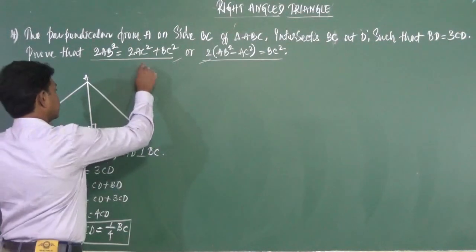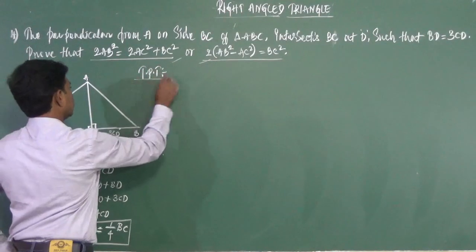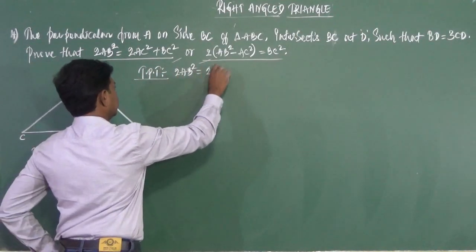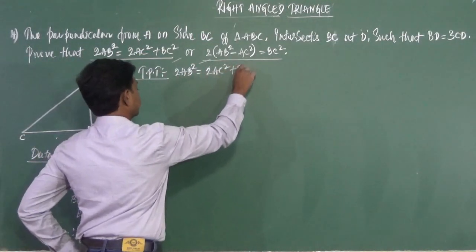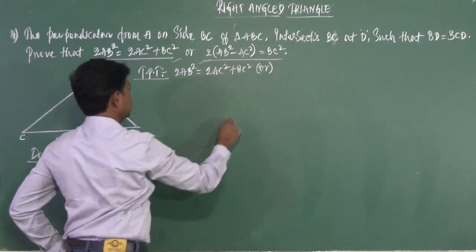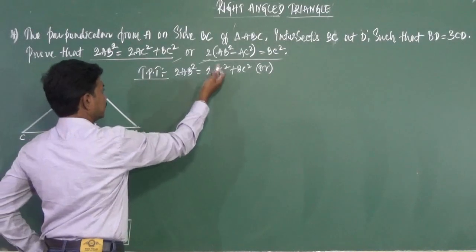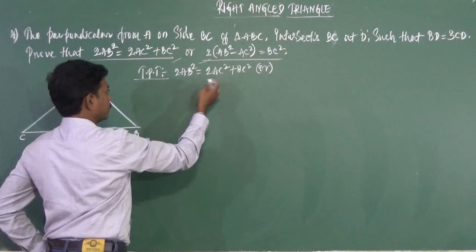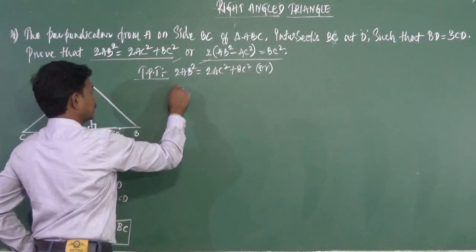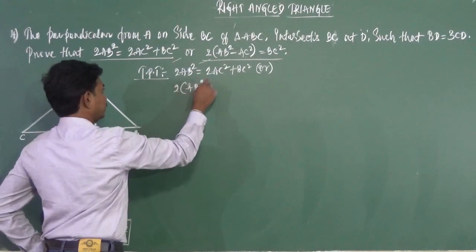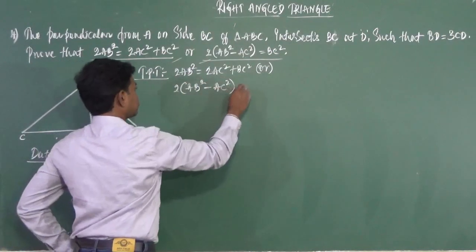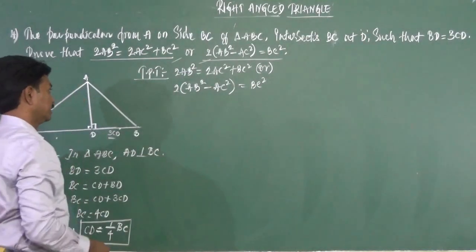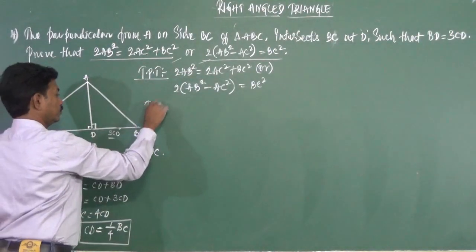So to prove that 2AB square is equal to 2AC square plus BC square, or the same thing, when you send this 2AC square to the LHS, it becomes 2AB square minus 2AC square. When you take 2 common, it looks like this: 2 into AB square minus AC square is equal to BC square, either this or this, right? So let us get into the proof, very important.